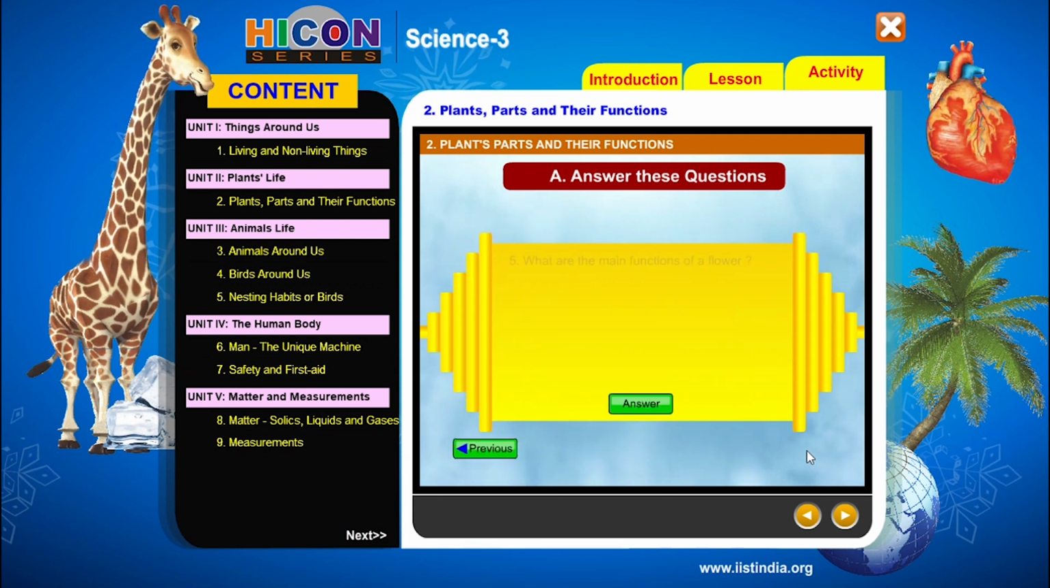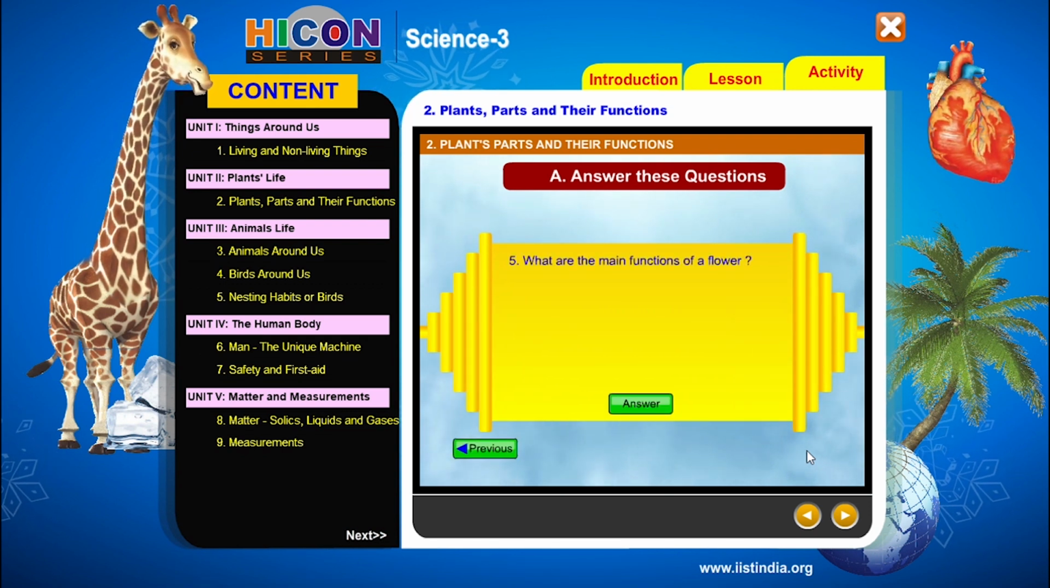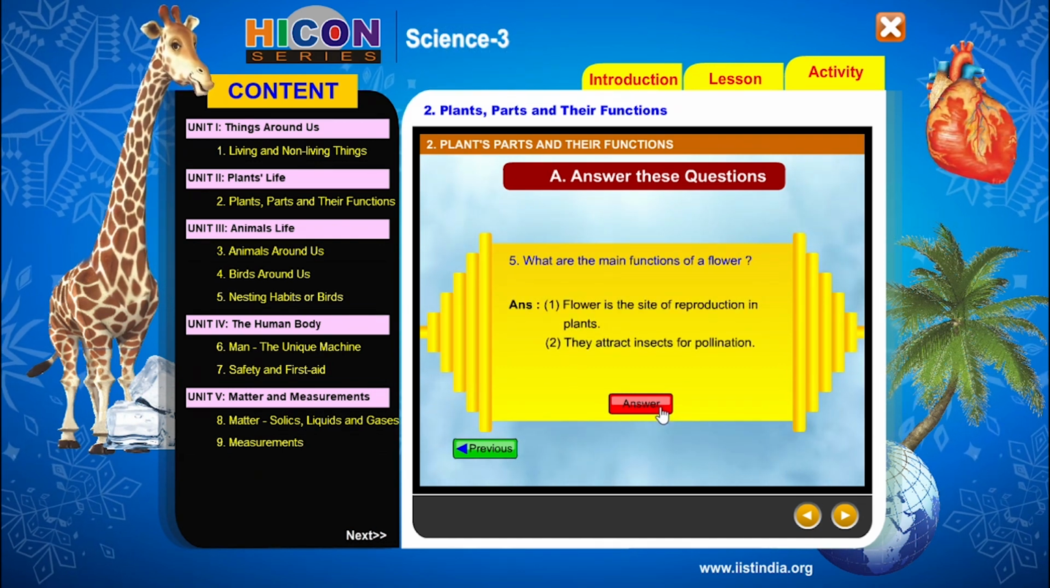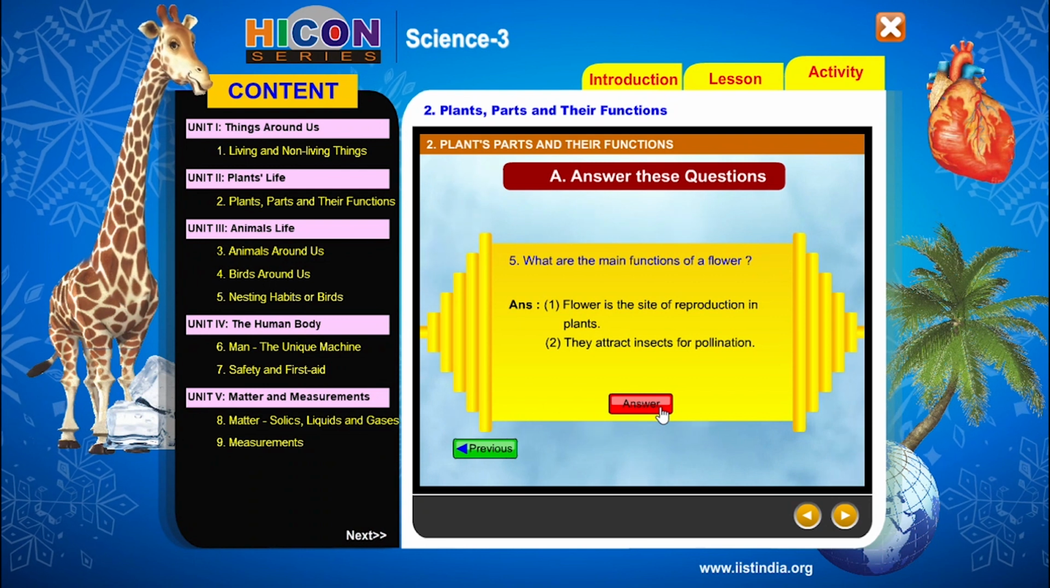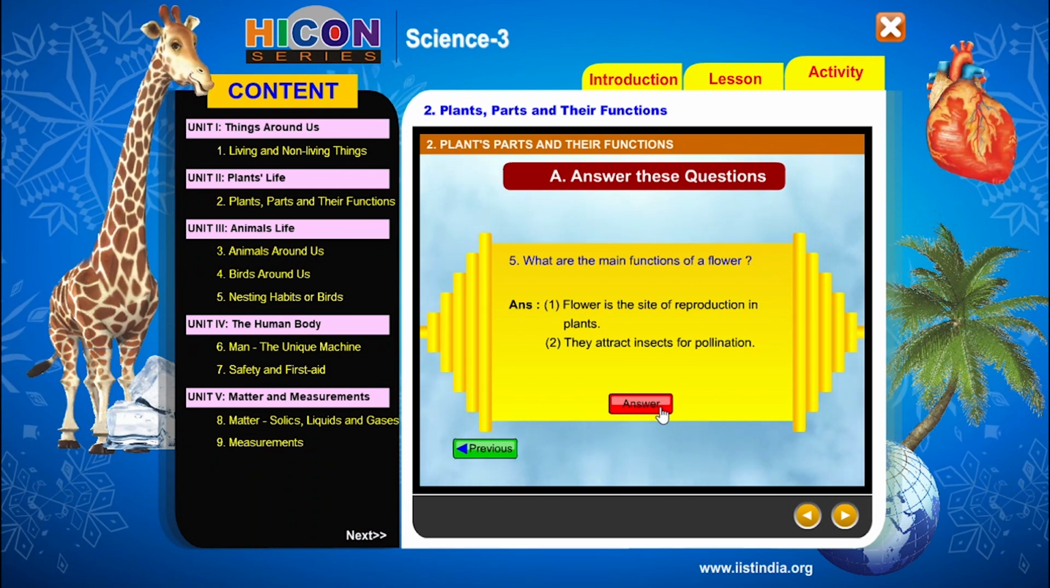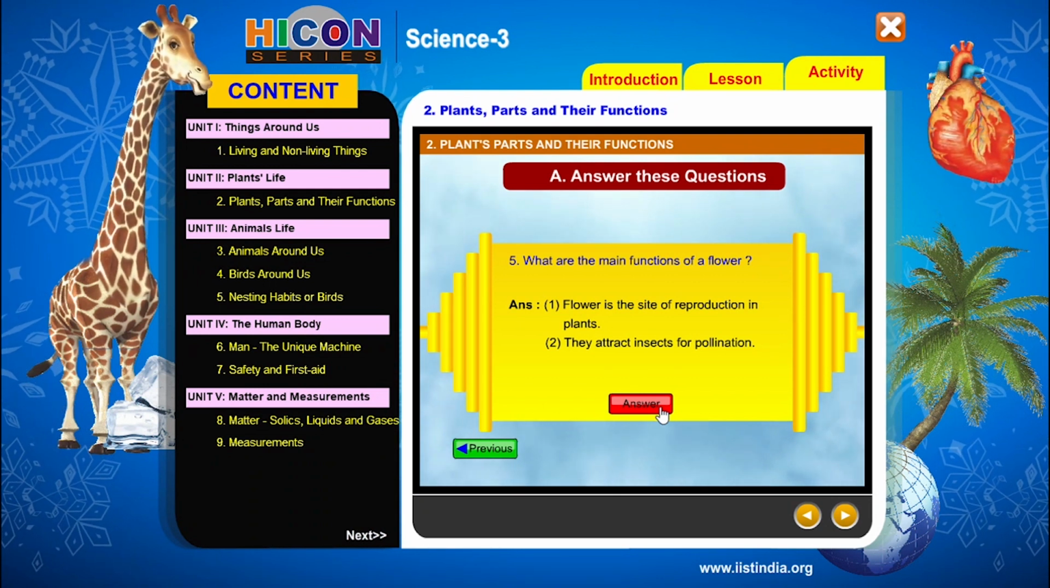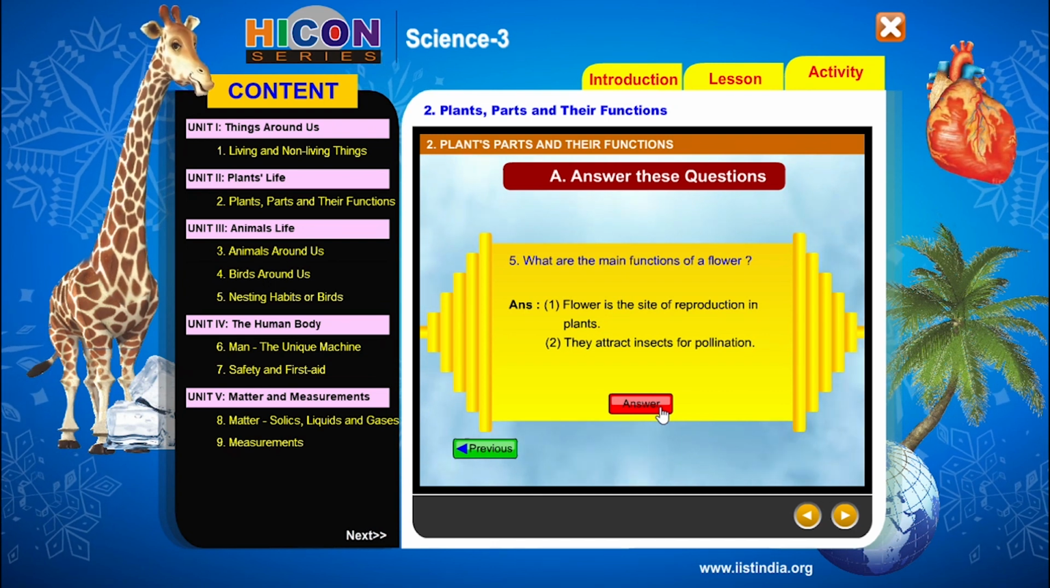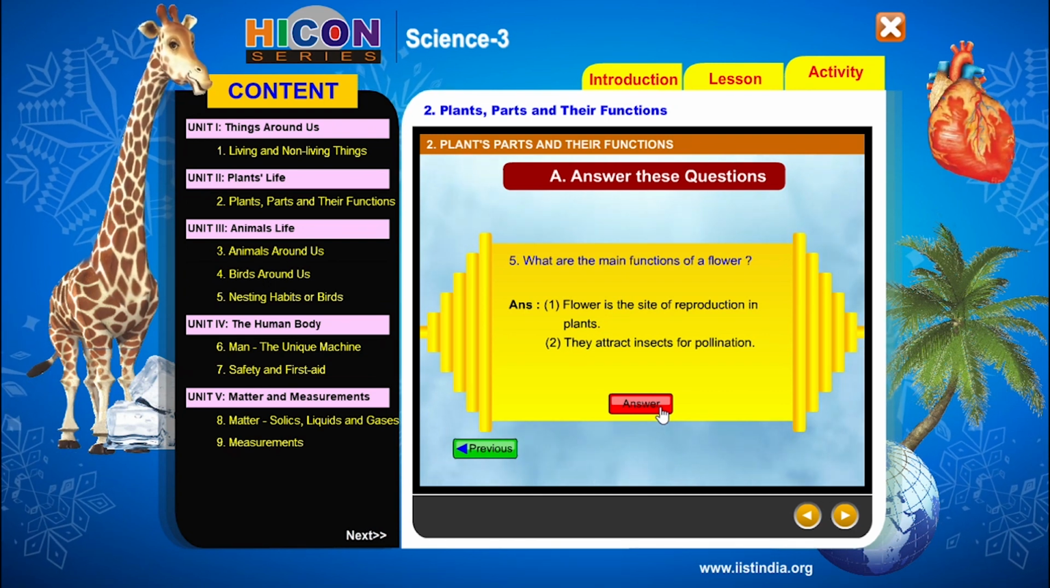So the fifth question. What are the main functions of a flower? So children, what are the main functions of a flower? See the answer for this question. The answer for this question is, flower is the site of reproduction in plants. And the second one is they attract insects for pollination. So children, flower is the site of reproduction in plants.